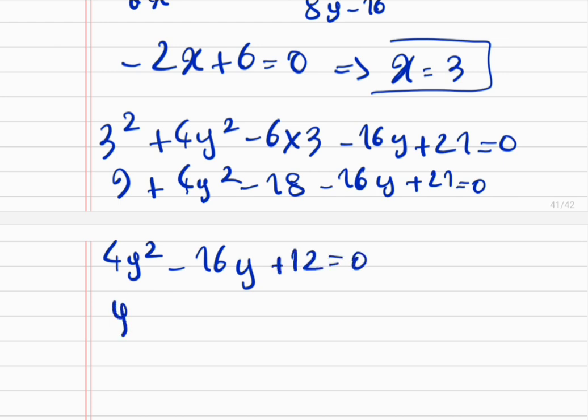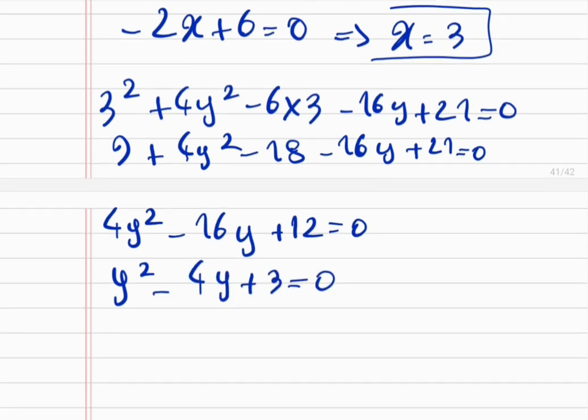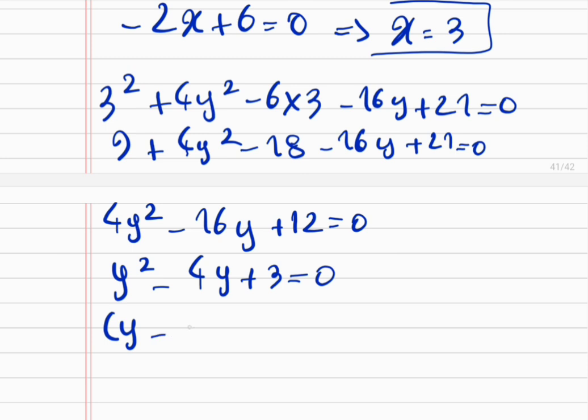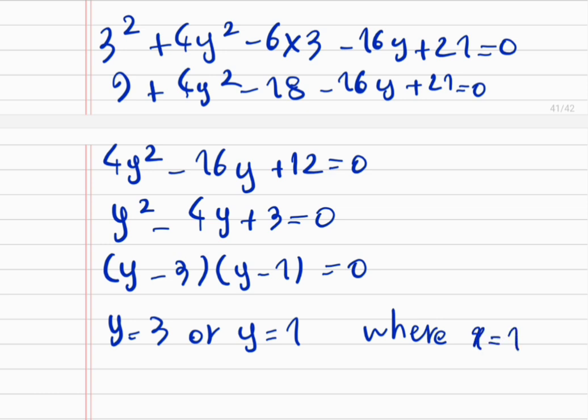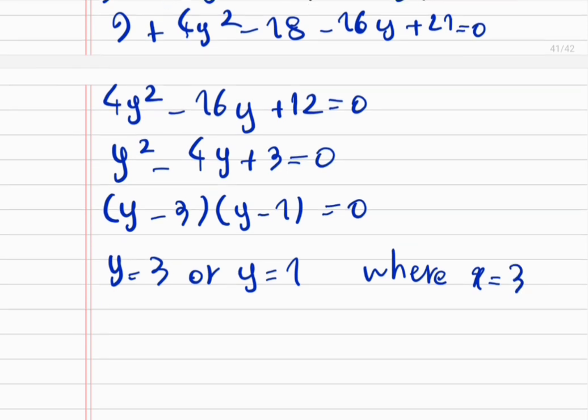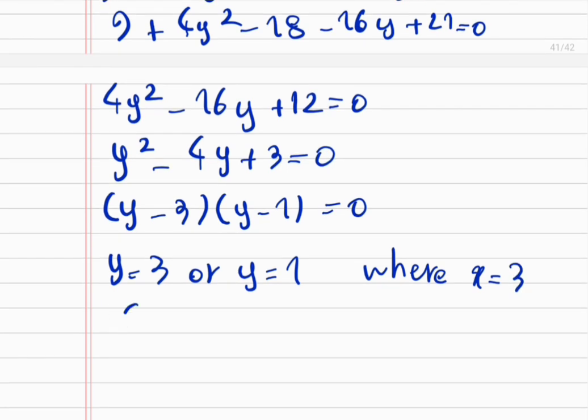is equal to 0. We can divide all the terms by 4, so we get this, and we can factorize to (y minus 3) times (y minus 1) is equal to 0, and we have two solutions. So either y is 3 or y is 1, where x is 1 in both cases. So sorry, x is actually 3, not 1, and the coordinates are (3, 1) and (3, 3).